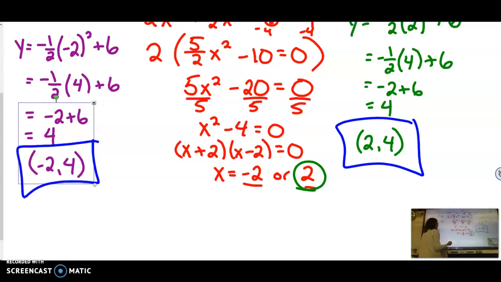And again, because they are quadratics, it is possible for quadratics to cross at 2 different locations. So if you think about what these graphs can look like, they are crossing at 2 points, and that's why we have 2 different solutions.